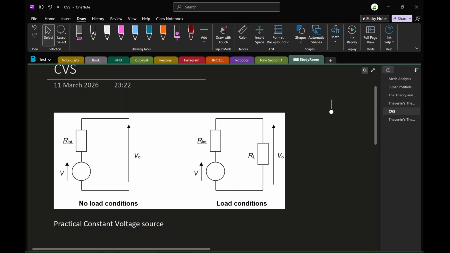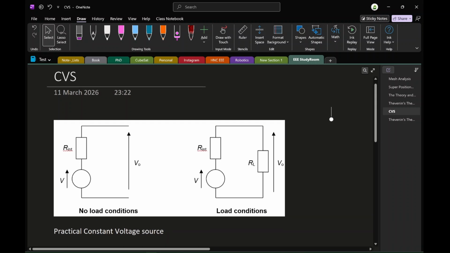I'm going to talk about constant voltage sources. When we're dealing with theorems such as Thevenin and Norton, we deal with circuit analysis techniques where we apply a constant voltage or a constant current source. For Thevenin's law, we use a constant voltage source. And we're going to explore, initially, a practical voltage source.